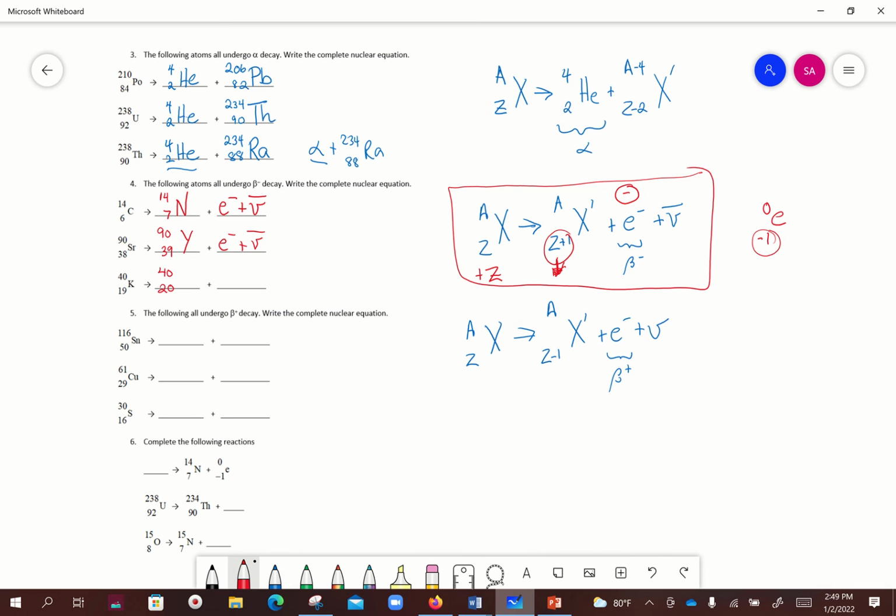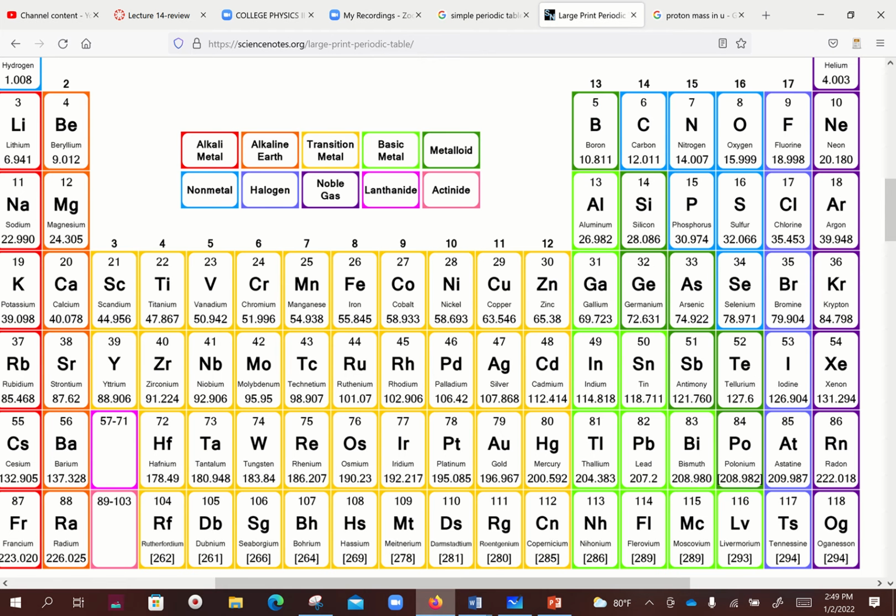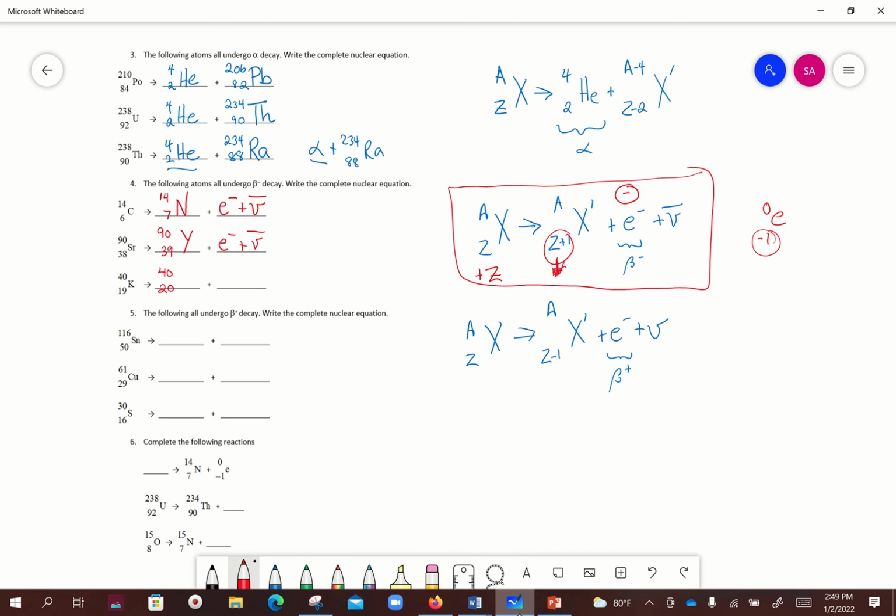So again, hop to my periodic table. All right, so I've got potassium, that's over on the far left side. Potassium goes up from 19 to 20, I get calcium. All right, so I got calcium, and again, plus an electron and a neutrino. Okay, so that was beta minus decay.